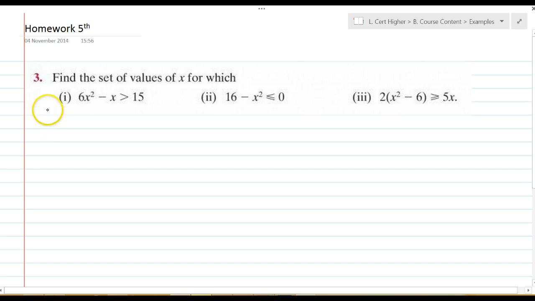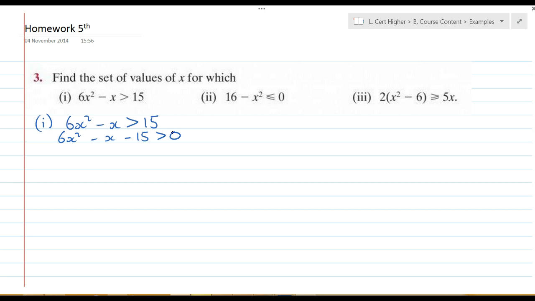So, the first question you had was 6x squared minus x greater than 15. First thing I'm going to do here is bring the 15 across the inequality sign to get 6x squared minus x minus 15 is greater than 0. We're now going to follow the steps of solving quadratic inequalities that we had yesterday.